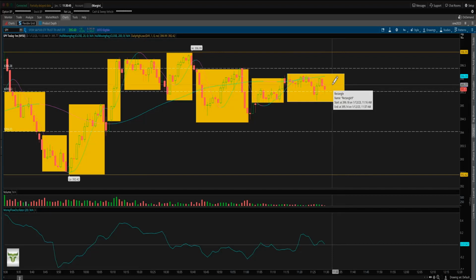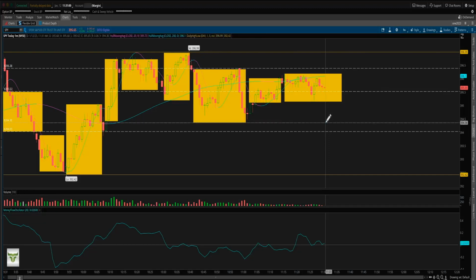That's the range, right? 396.18 to 395.14. Let's say it was another standard deviation above. From this point right here, up here to down there, that's a range that you could scalp, right? So let me draw it.